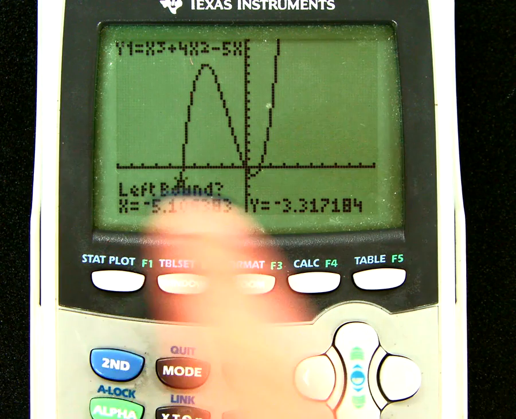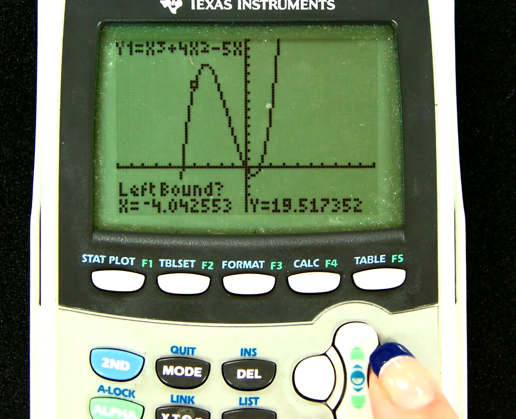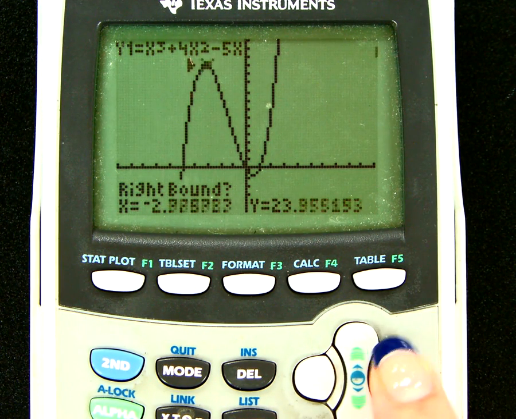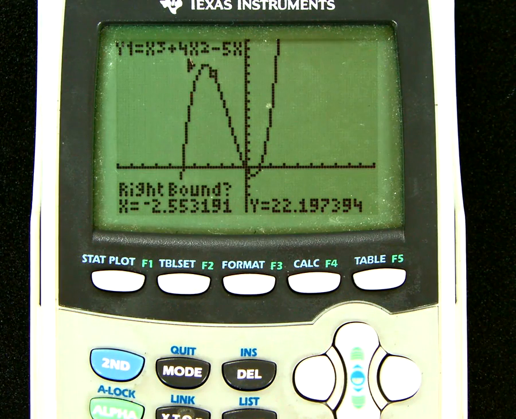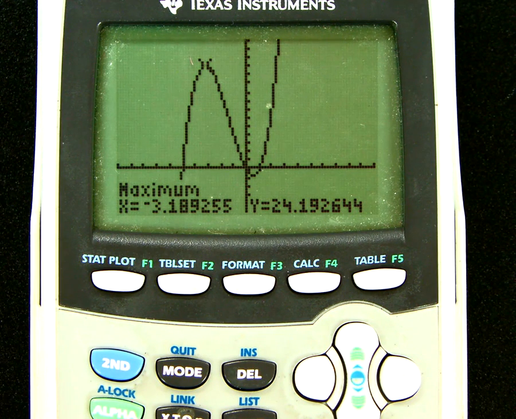Okay, so again, it's asking for the left bound. So I need to be on the left side. So somewhere in this area, so the left side of that maximum, I'm going to press enter. I'm going to arrow over so that we're on the right side for the right bound. Enter. Enter one more time when it says guess. And then we're going to round to 1 decimal place. And again, we're going to write the entire point. So for this maximum, it is -3.2, comma, 24.2.